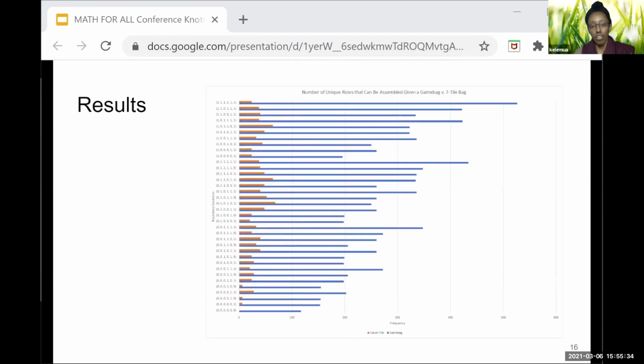So this is a plot of the number of unique rows that can be assembled given the game bag versus a 7-tile bag. And you can see that the boundary conditions that are most easily realized, as well as the frequency, vary widely from the 2 different bag types. So it was helpful to take the extra step to adjust the code.